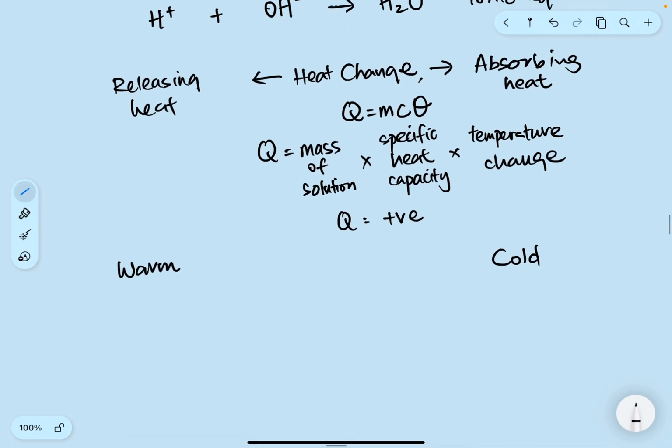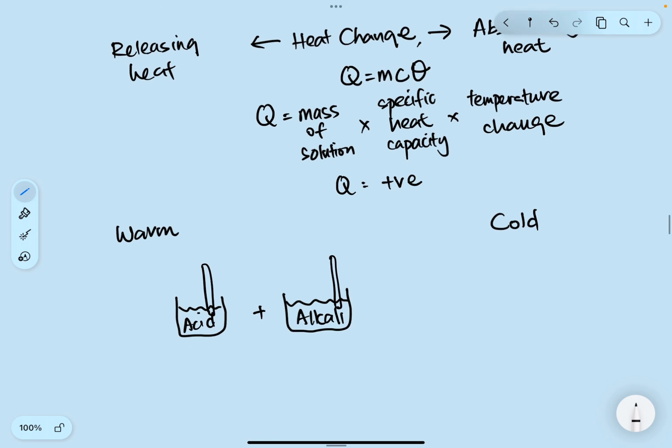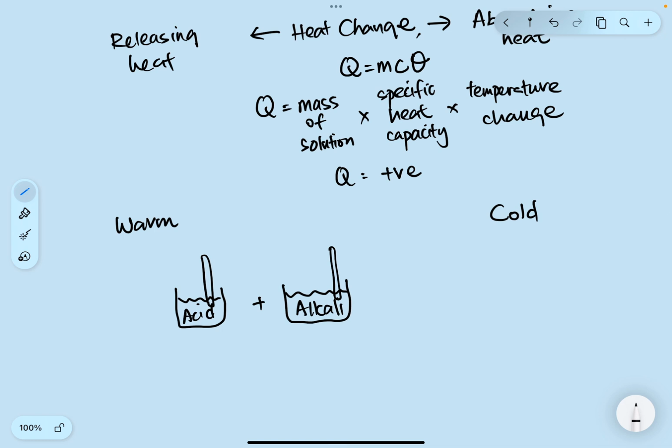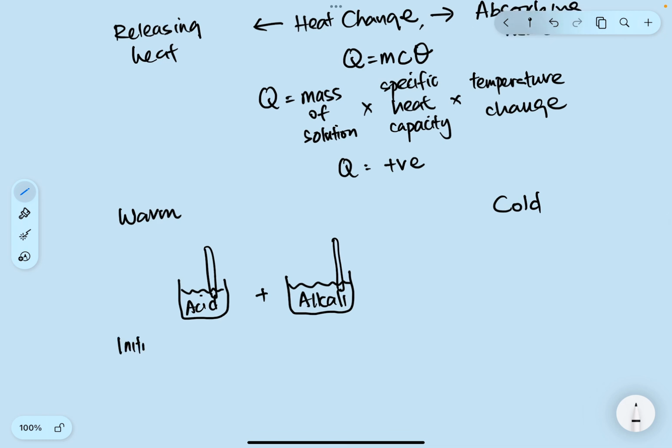Let's say you have two solutions, one of them is the acid, the other one is the alkali. What you have to do is definitely measure the temperature of both solutions. There is a must. When you are trying to measure and record them, the standard procedure is, first thing, record the initial temperature of both substances.